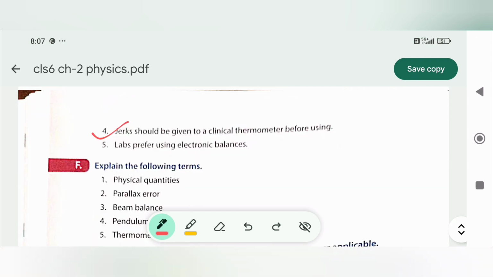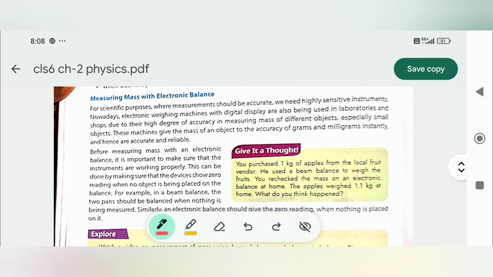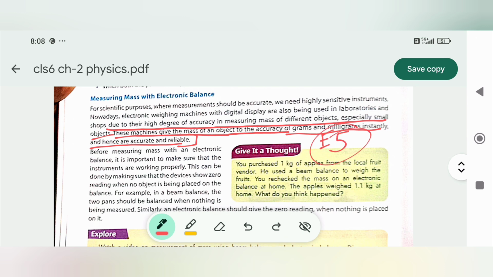Number 5, labs prefer using electronic balances due to their high degree of accuracy in measuring mass of different objects, especially small objects. So these machines give the mass of an object to the accuracy of grams and milligrams instantly, and hence are accurate and reliable. This is the answer to 5.